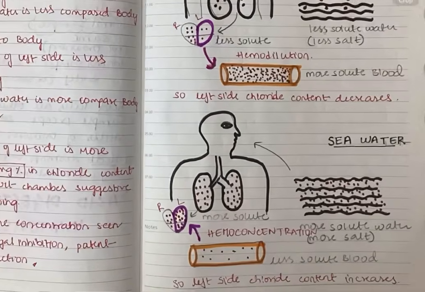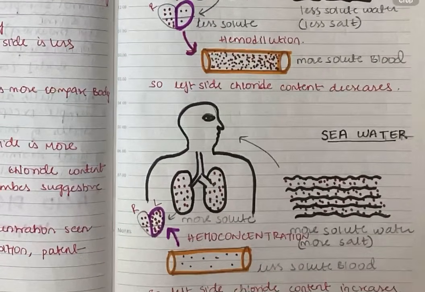In case of seawater drowning, there is more solute concentration in the water. There is more salt, right? So when the person ingests this salt water, it will go into the lungs, and from the lungs it will go into the left side of the heart again. But here there is hemoconcentration. What is hemoconcentration? The water from the low solute side, here the low solute side is the blood vessels. So the water from the blood is going into the lungs. That is hemoconcentration, and it will lead to high chloride content in the left side of the heart.